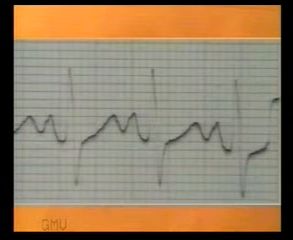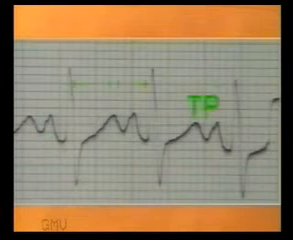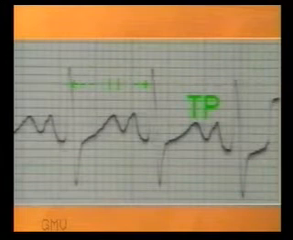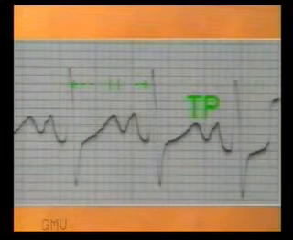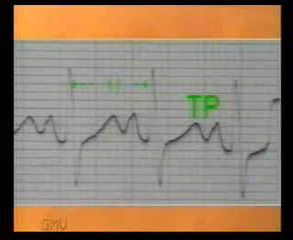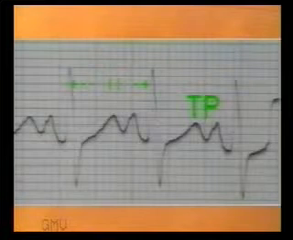Then calculate the rate. In this ECG, the RR interval is 11 millimeters, so the rate is 145 per minute. P waves are normal. So this is sinus tachycardia. If the rate is 100 to 150, it is termed sinus tachycardia. And if it is more than 160, it is supraventricular tachycardia.